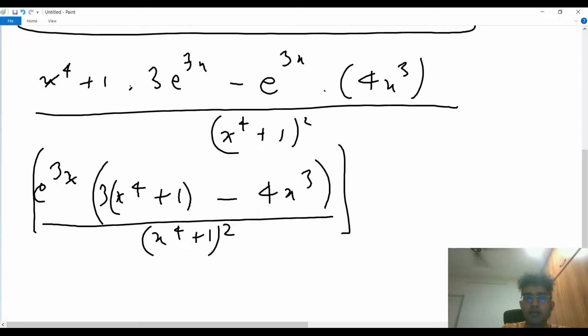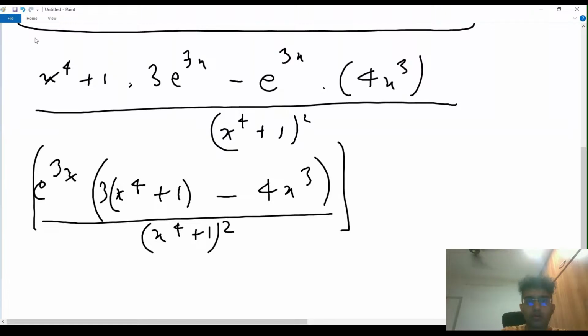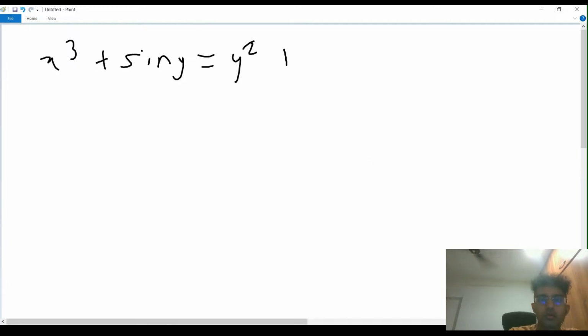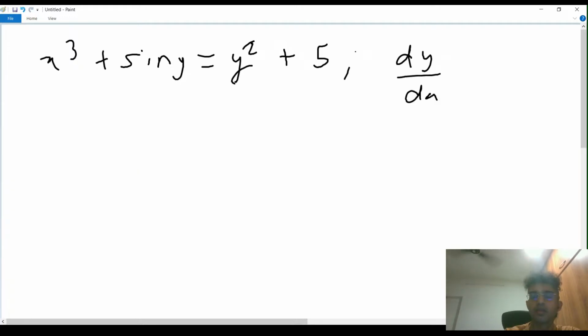Now let's look at implicit differentiation. Okay, I think we covered this concept, but we didn't get a chance to solve a problem. Let's solve it now. Let's say you have an equation x cubed plus sine y equals y squared plus 5. Right? Find out dy by dx.